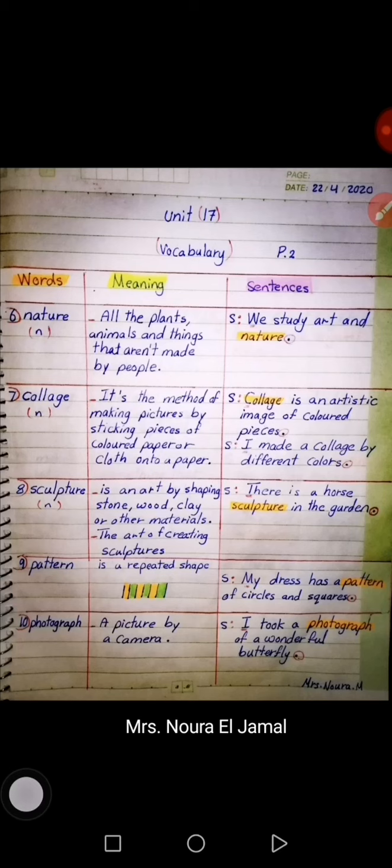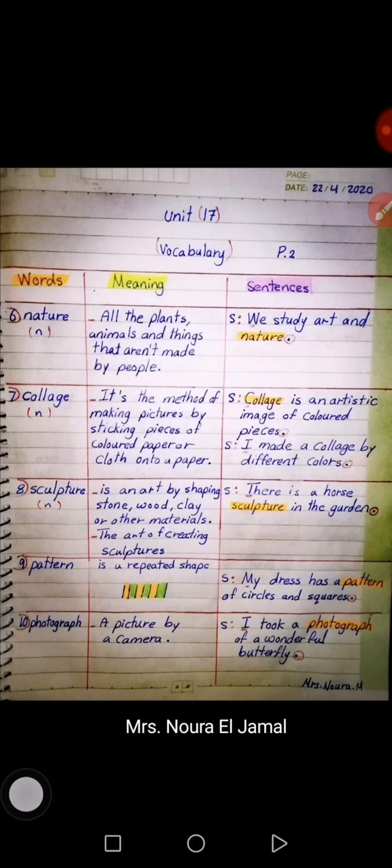Number 9, pattern. What's the meaning of pattern? It's a repeated shape. Look here. Yellow and green, yellow and green, yellow and green. So the colors are repeated here. That's why we can call this one a pattern. The sentence, my dress has a pattern of circles and squares.